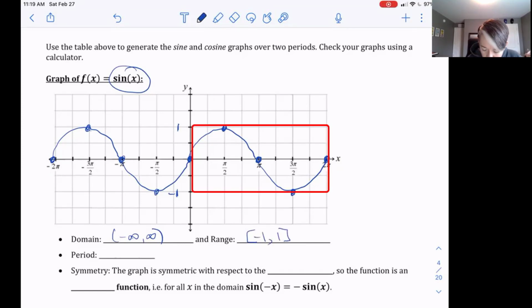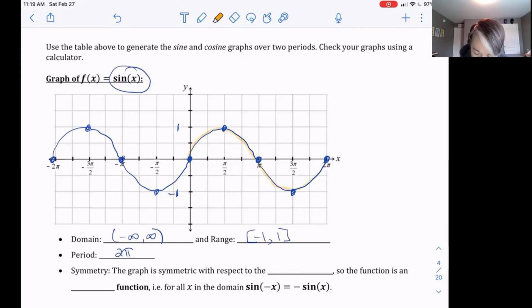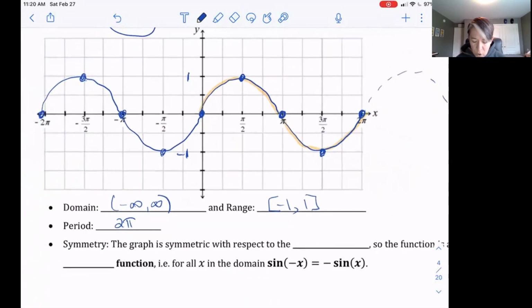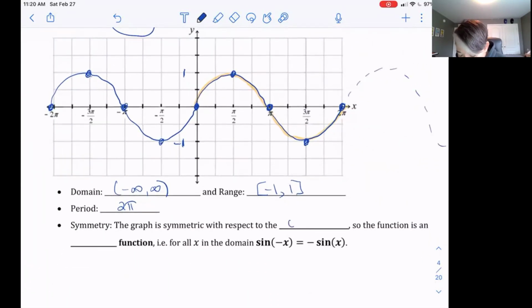The period is 2 pi, which means that's the length of the graph before it starts to repeat itself. If we were to keep graphing it, it would repeat itself and keep going. We also want to look at the symmetry. If we were to zoom in, the middle looks kind of like a cubic. This is what we call being symmetric with respect to the origin. So the function is odd.